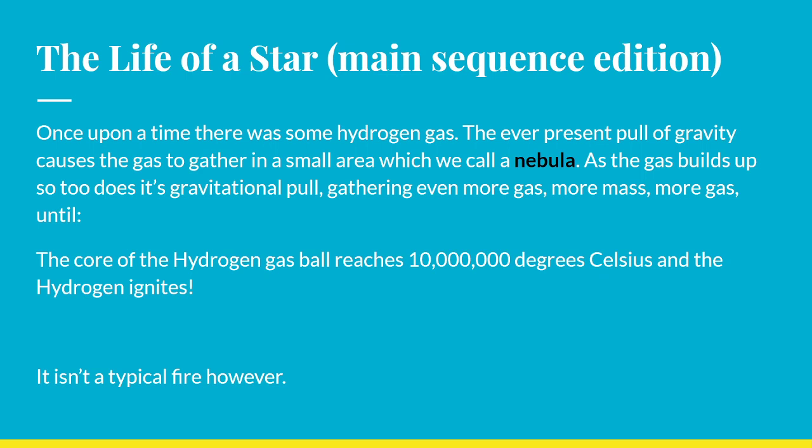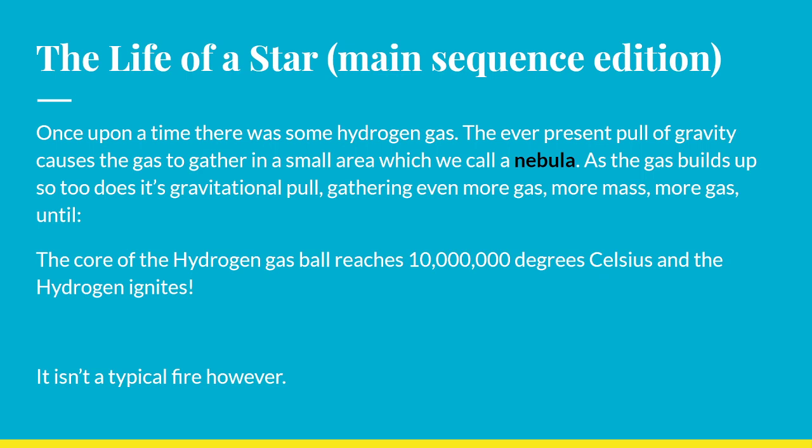But as the gas builds up, so too does its gravitational pull. Gravity pulls things together, but gravity is also better and better at pulling things together the more massive something is. And so the more massive it is, it can pull more gas in, and then more gas leads to more mass, and more gas leads to more mass. And while all of this is happening, the temperature is rising ever higher.